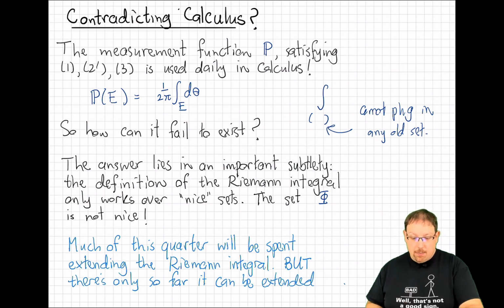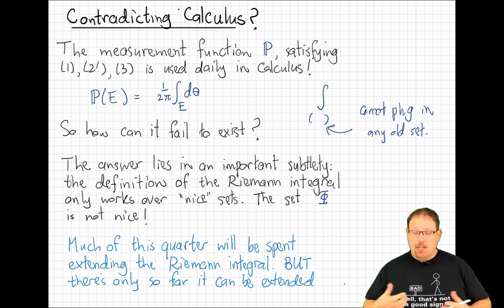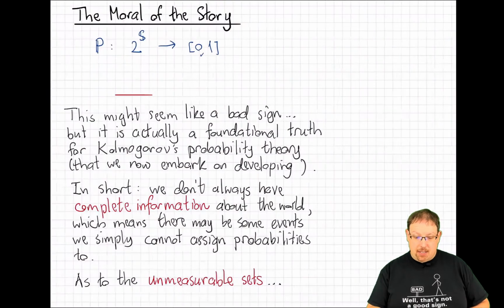Now, to be clear, we are going to spend a lot of this quarter figuring out how to extend the Riemann integral beyond the very limited set of pavable sets where it's defined. And we will define a more general integral called the Lebesgue integral, which works over more and nastier sets. But the truth is, thanks to the no-go theorem we just proved, we cannot extend it everywhere. We cannot define such a measurement function on all sets. Okay? It's impossible to do that.